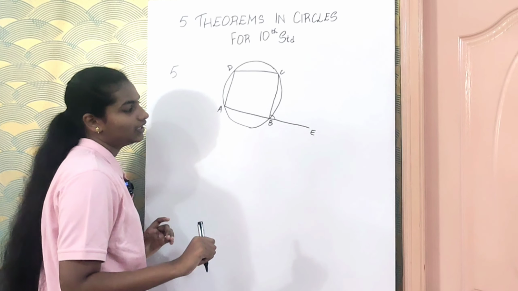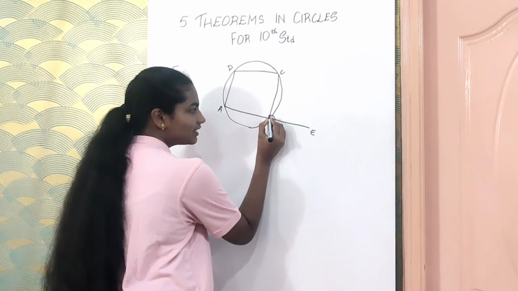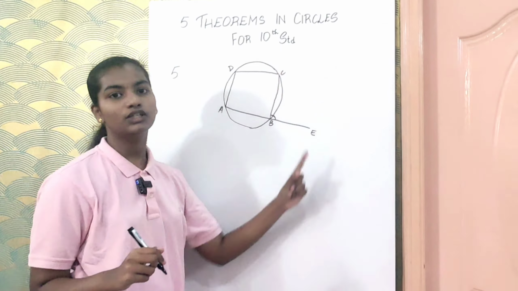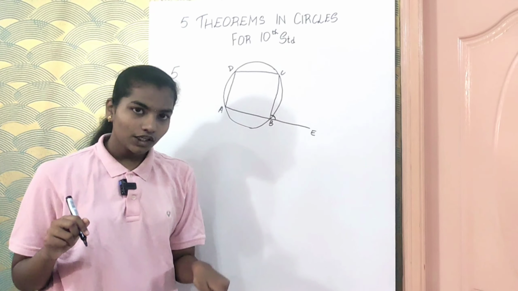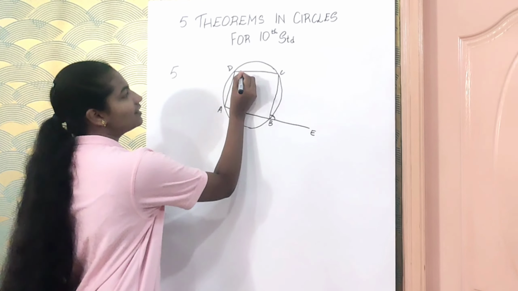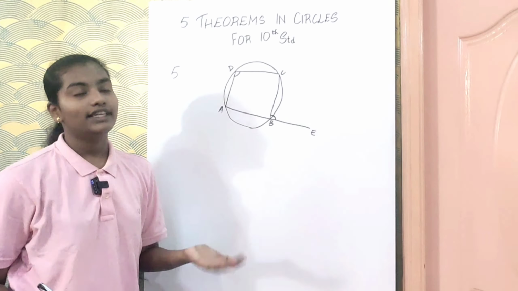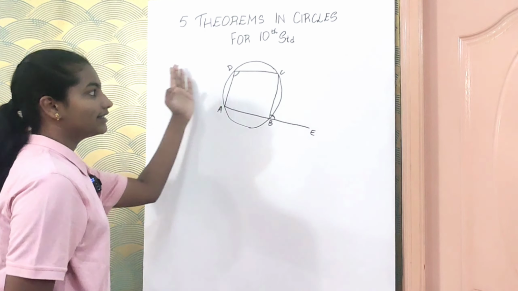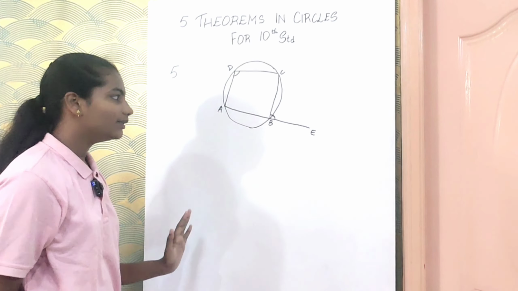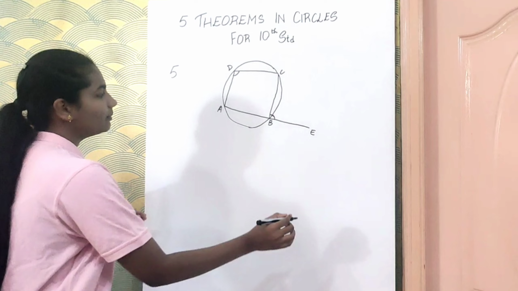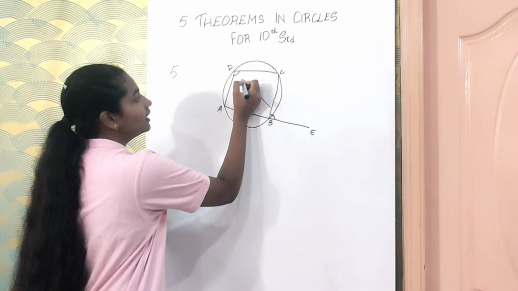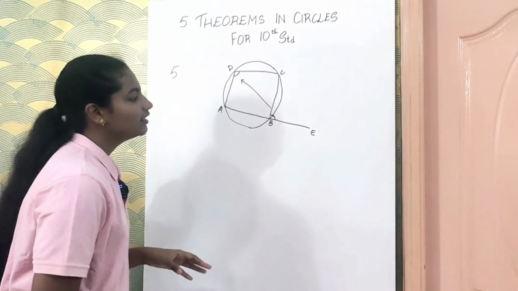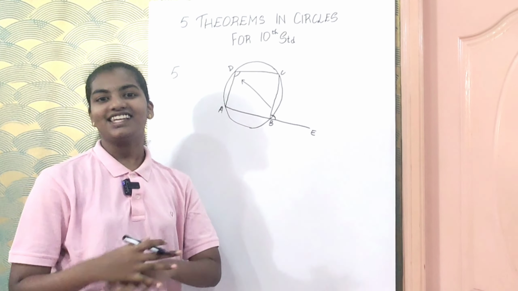Now the fifth theorem is that the exterior angle of a cyclic quadrilateral is equal to the interior opposite angle. It may be any side. If I extend this side, here the exterior angle will be formed. If I extend this side, here the exterior angle will be formed. So it can be any side. It will be equal to the opposite interior angle of the cyclic quadrilateral. That is the fifth theorem and the last theorem.